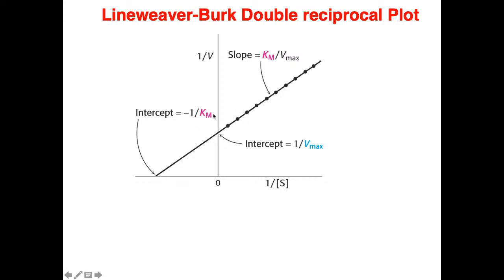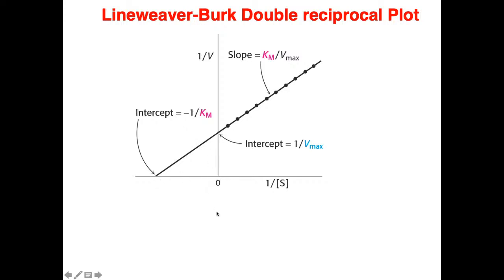So on the y-axis 1 by V naught, on the x-axis 1 by S, and then you draw your slope, that is Km by Vmax, and your intercept on the y-axis would be 1 by Vmax. On the x-axis it will be minus 1 by Km.